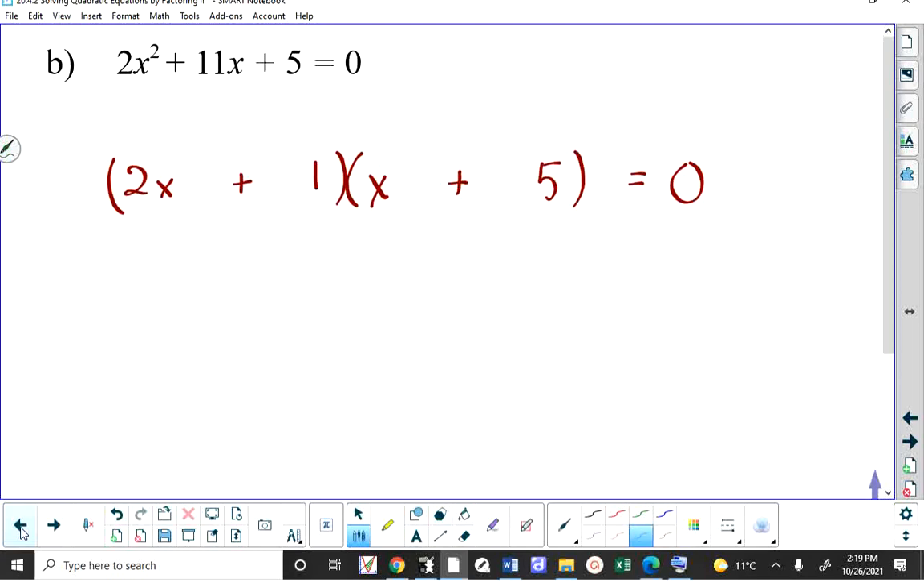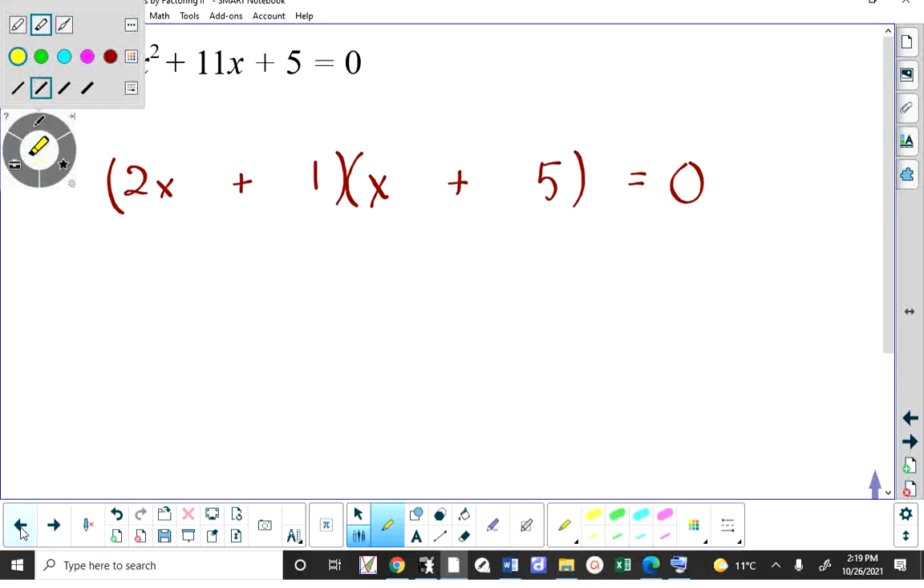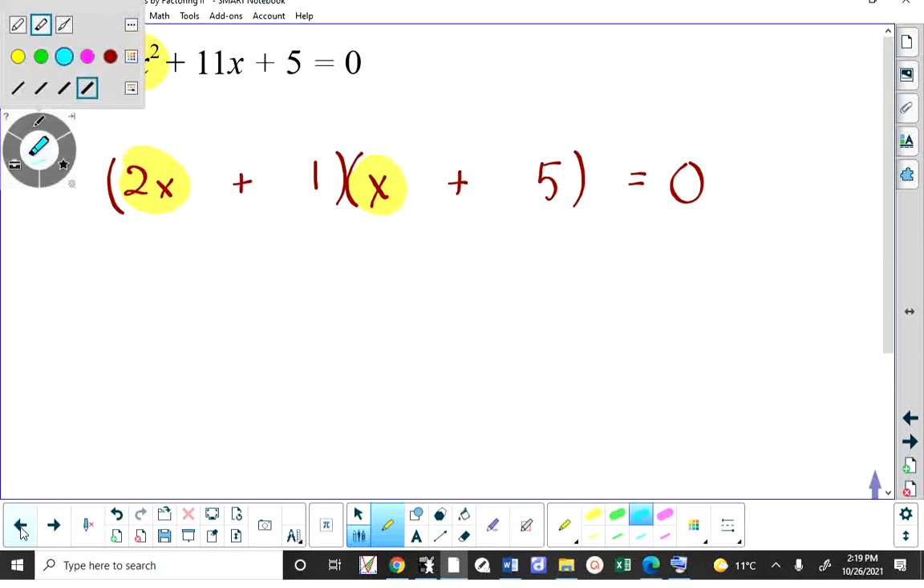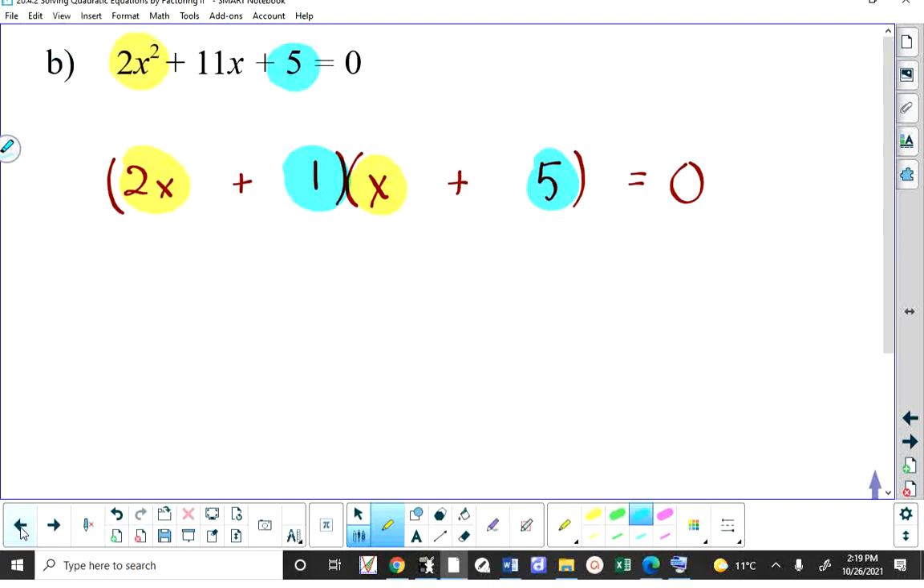Whatever goes here and here must multiply to give that, and whatever goes here and here must multiply to give this. And it seems to me that this was a very easy one. We didn't have many options to try. It's got to be 2x and x to give the 2x squared, and it must be 1 and 5.